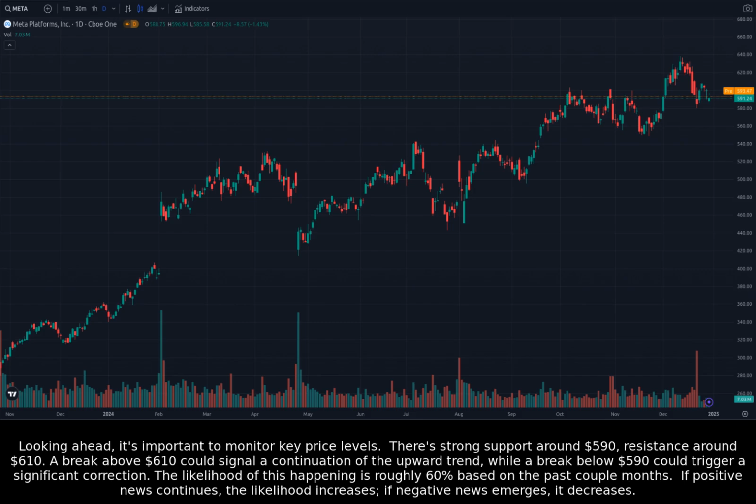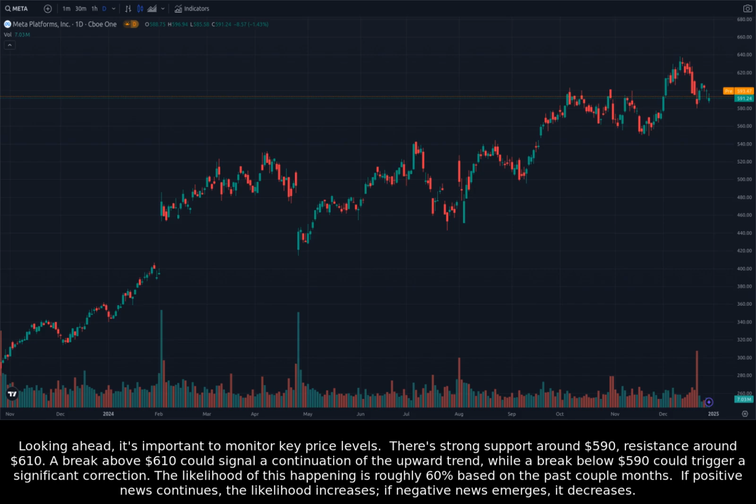Looking ahead, it's important to monitor key price levels. There's strong support around $590, resistance around $610. A break above $610 could signal a continuation of the upward trend, while a break below $590 could trigger a significant correction. The likelihood of this happening is roughly 60% based on the past couple months.